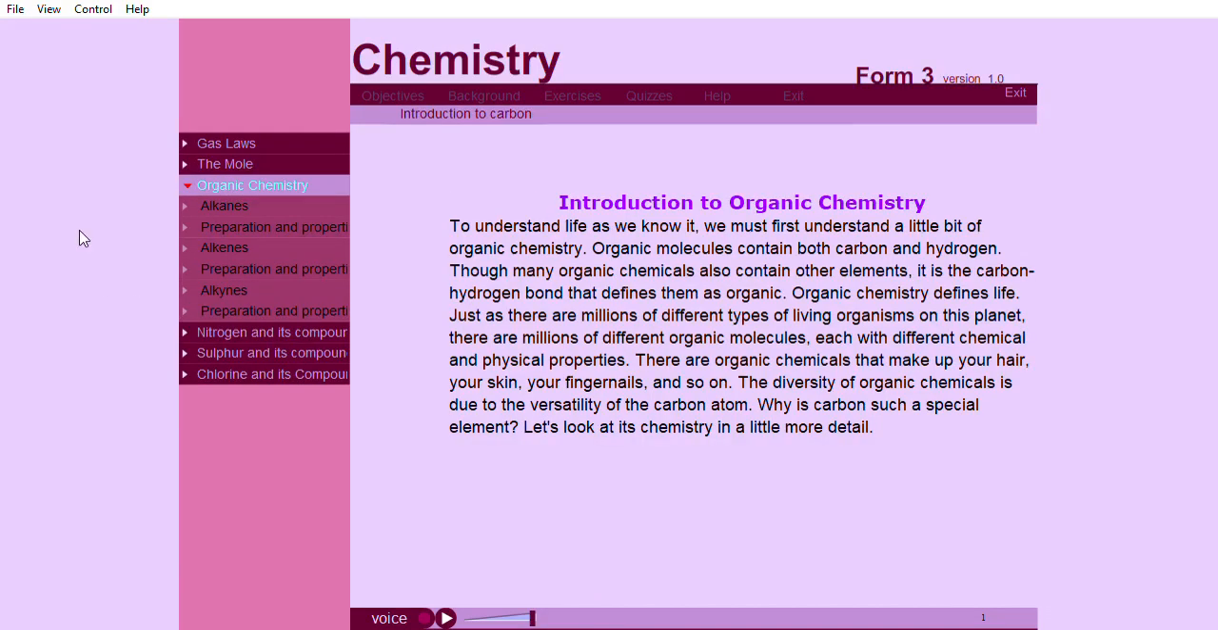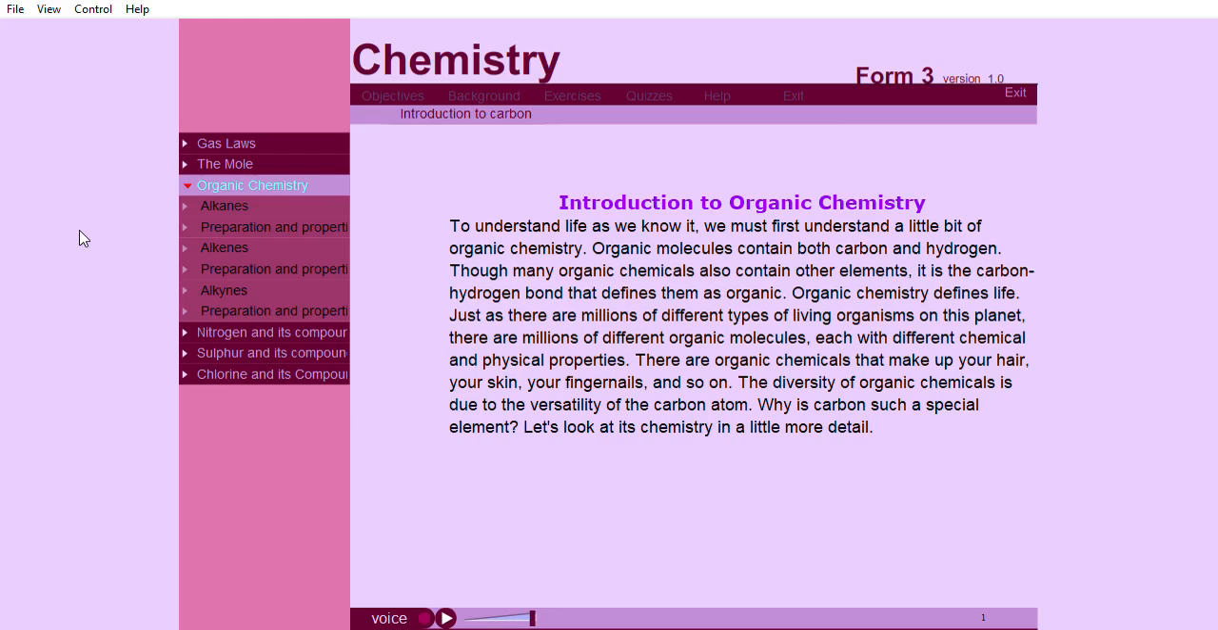To understand life as we know it, we must first understand a little bit of organic chemistry. Organic molecules contain both carbon and hydrogen. Though many organic chemicals also contain other elements, it is the carbon-hydrogen bond that defines them as organic. Organic chemistry defines life. Just as there are millions of different types of living organisms on this planet, there are millions of different organic molecules, each with different chemical and physical properties.